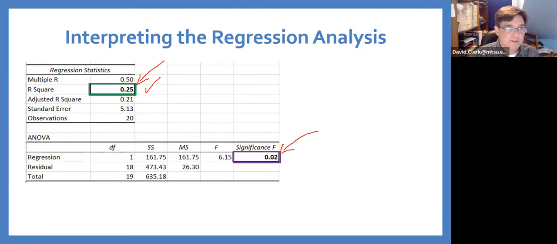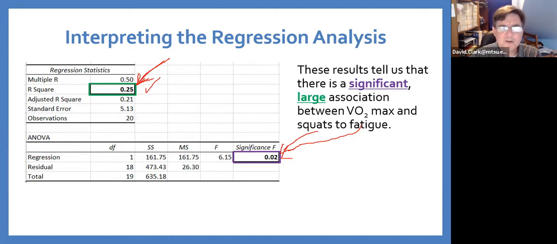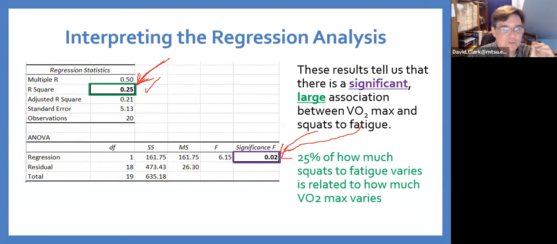All right. This tells you the size of the relationship. And really, this tells you if it even means anything, whether it's significant or not. And so this right here, for example, yours is a little bit different. You have different numbers on there, but it's the same thing. So this on the screen tells us that we have a 25% relationship between VO2 max and squats to fatigue, and that is a significant relationship.